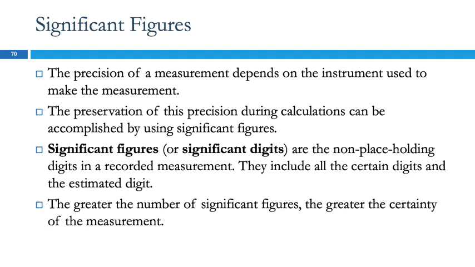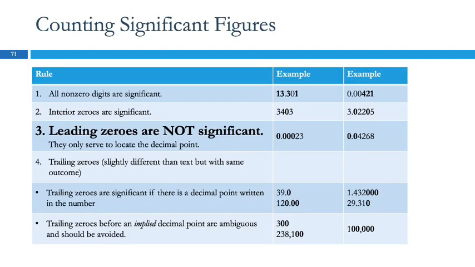And the more significant figures you have, the greater the certainty of the measurement. It's the train.